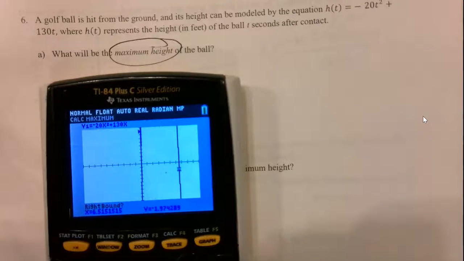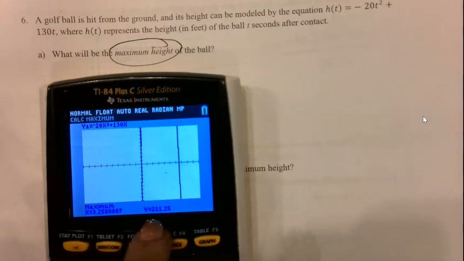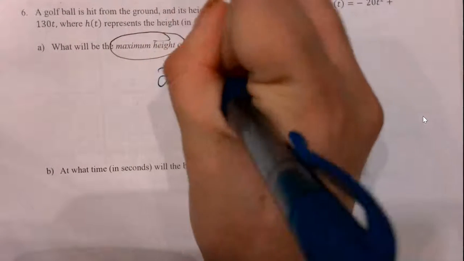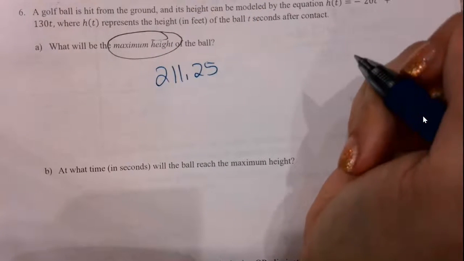Oops, I just saw it. I press enter twice. And it tells me my maximum as the x value of 3.25 with a y value of 211.25. The y value is the height because it told me h of t represented height. So my answer here is 211.25, what was this measured in? Feet.